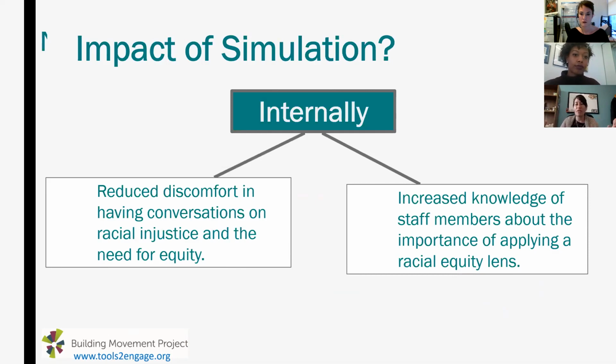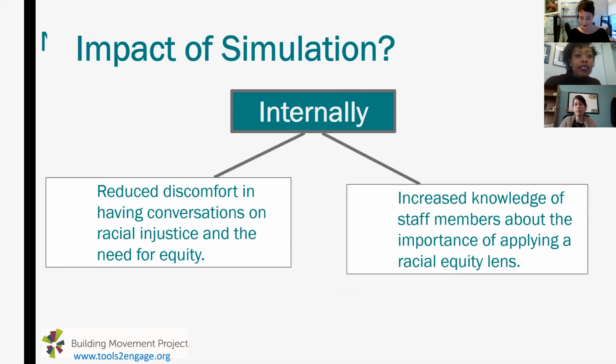I'd say another key part was that we do policy. We're a bunch of wonks, but it definitely increased our knowledge as staff members about the importance of applying a racial equity lens to all these policies you might work on, for all the reasons Marlysa laid out before. We're not getting at the most impacted or who needs to be at the front lines if we're not applying that lens. Yeah, definitely. And I just want to note that the reduced discomfort and the increased knowledge that Marla discussed as impacts of the simulation both contribute to internal buy-in, which is critical if we're thinking about a cultural shift in the organization.